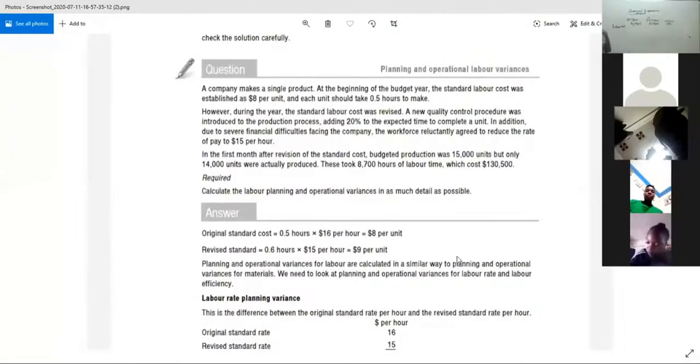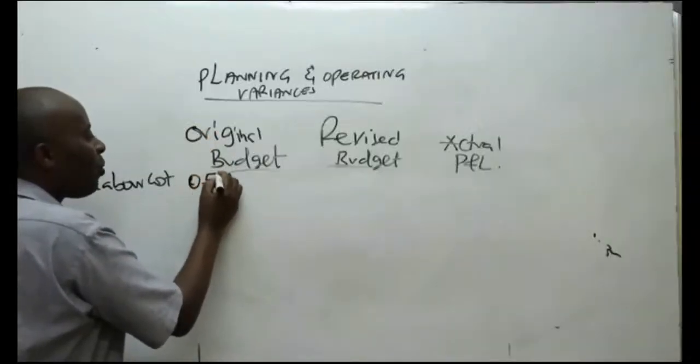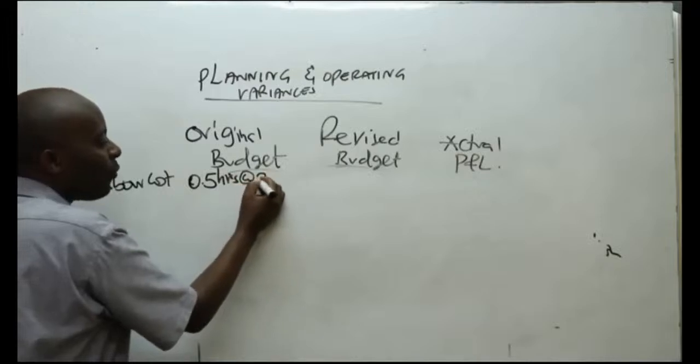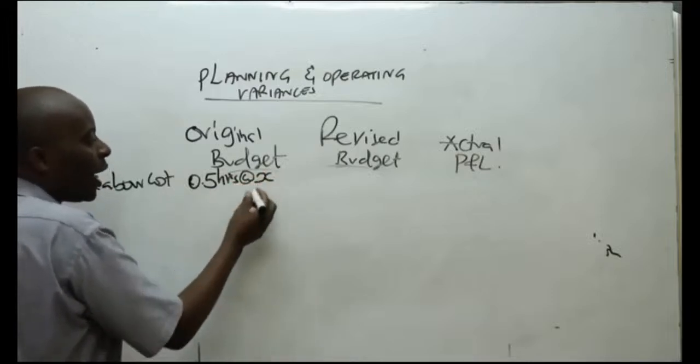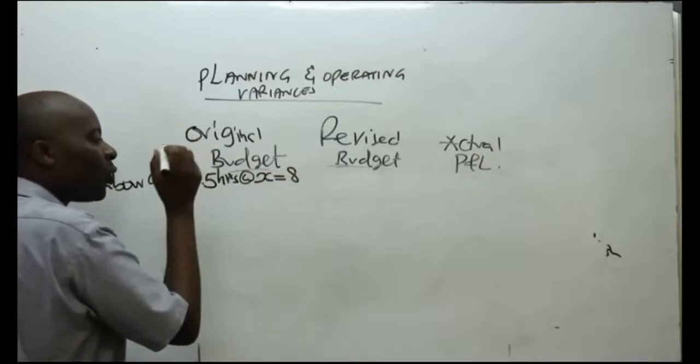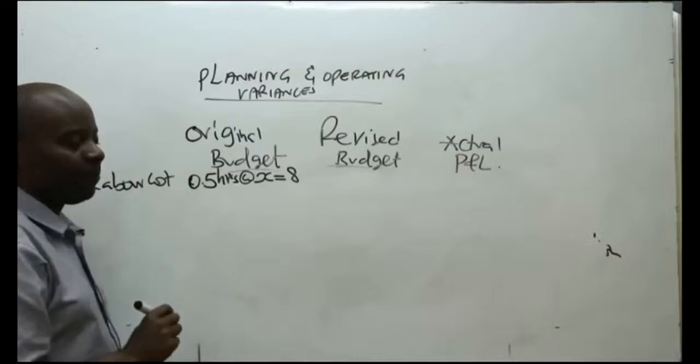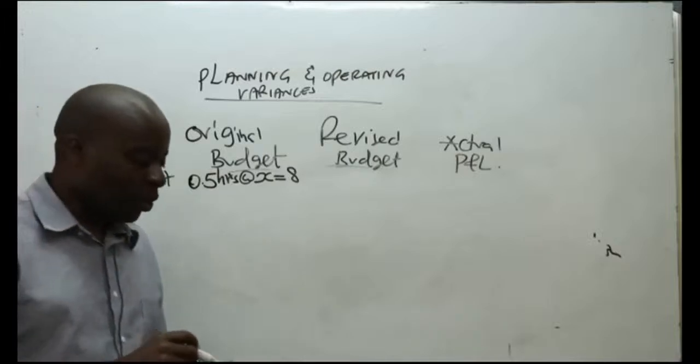So I would want to fill this. Now they are saying a company makes a single product. At the beginning of the budget year, the standard labor cost was established to be $8 per unit, and each unit should take how many hours? 0.5 hours. Now listen to me very well. For the original budget, we need 0.5 hours for a unit, and each hour should be going for a rate that I don't know. But what I know is that, at the end of the day, the labor cost per unit is $8. A whole unit will be taking $8.